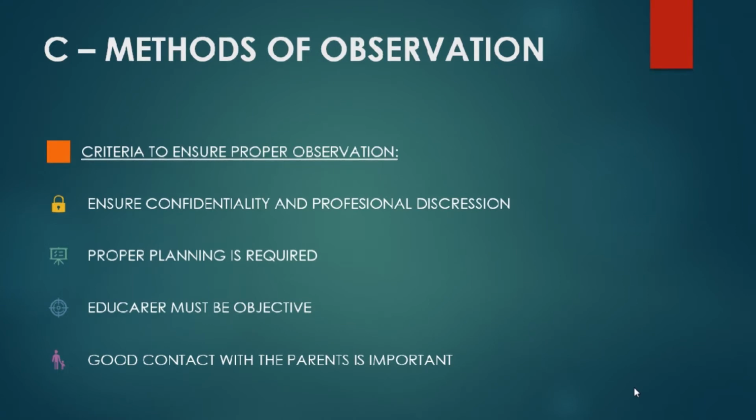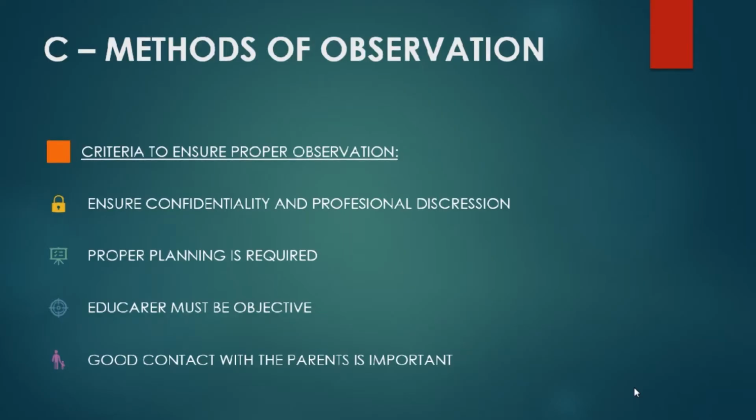You need to also make proper planning. Proper planning will help you to decide which observation method you want to use. Okay. You also need to be objective. Objective in a sense that you are not going to compare the children. You are not going to compare Lebo and Tab. You are going to record what Lebo can do according to your checklist or according to your observation tool.